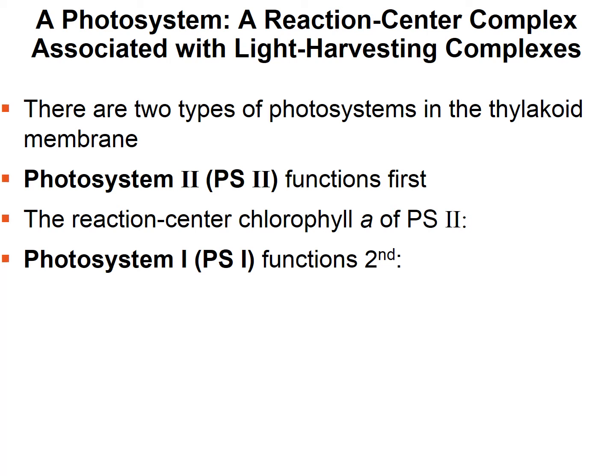Photosystem 1, PS1, functions second. Its reaction center chlorophyll A is called P700 because it is best at absorbing wavelengths at 700 nanometers. This is the far red portion of the spectrum. Photosystem 1 is called Photosystem 1 because it was discovered first, even though it actually functions second in this process.